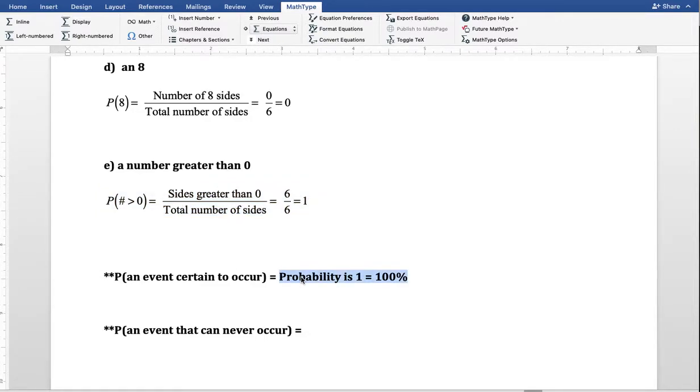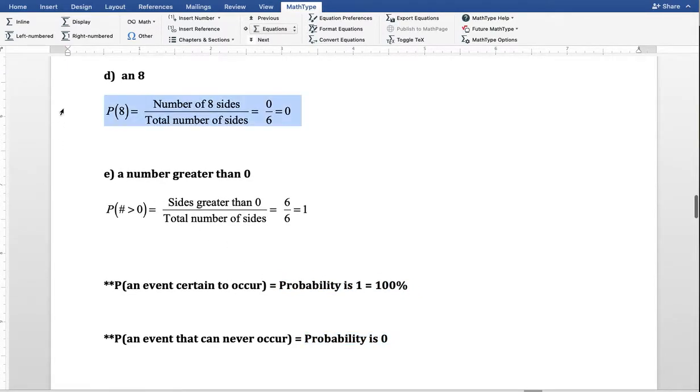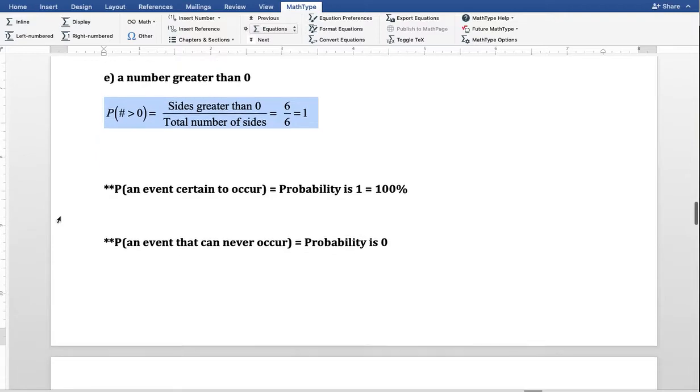If an event is guaranteed to happen, if it is certain to occur, the probability is 1, it is 100%. On the other side, if an event can never happen, we would say the probability is 0. Those two topics that we just looked at, rolling an 8 on a 6-sided die, would be something that's never going to happen, probability 0, and rolling any number greater than 0 on a 6-sided die, something that is guaranteed, probability 1. Move on to the next example.